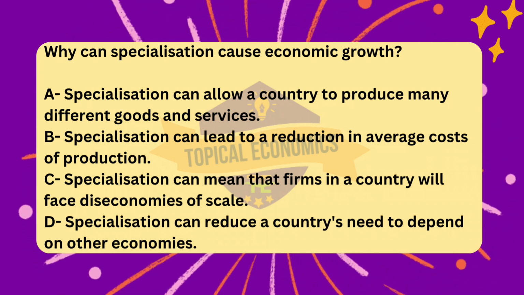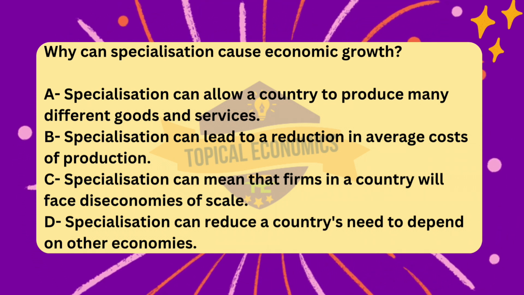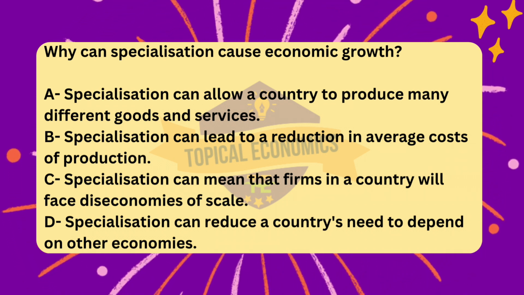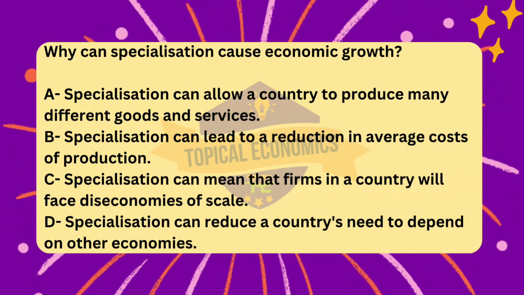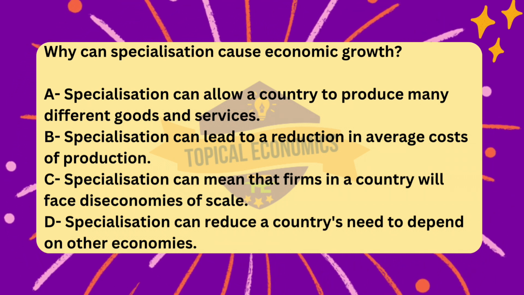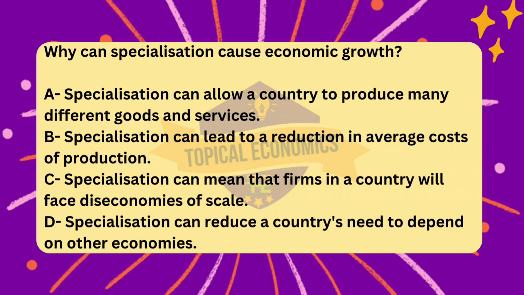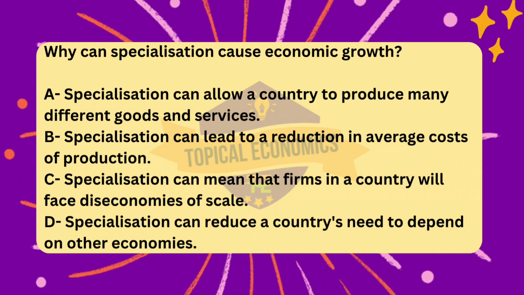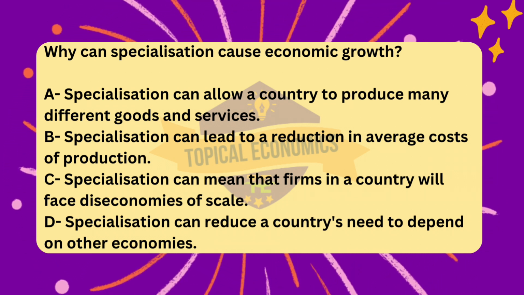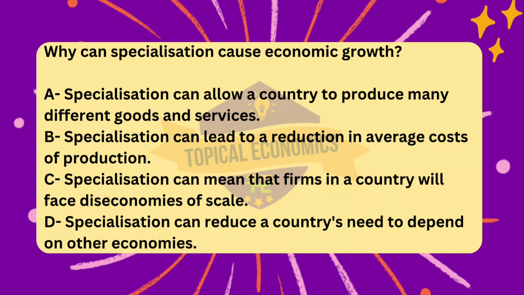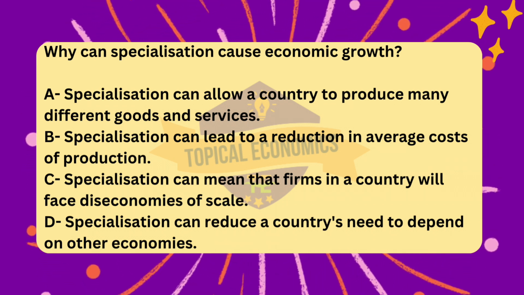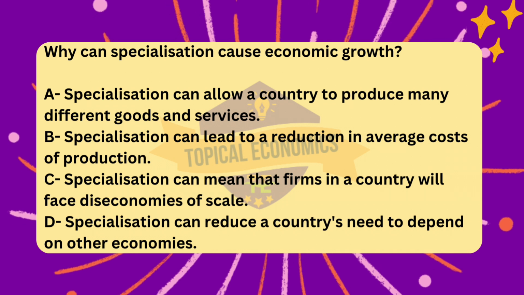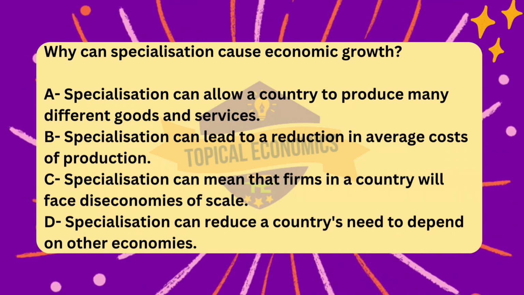Analyzing the other options. Option A, specialization can allow a country to produce many different goods and services, is not typically the case. Specialization involves focusing on a narrower range of goods and services that a country or firm can produce most efficiently. The goal is to concentrate resources and skills in specific areas, rather than producing a wide variety of goods.